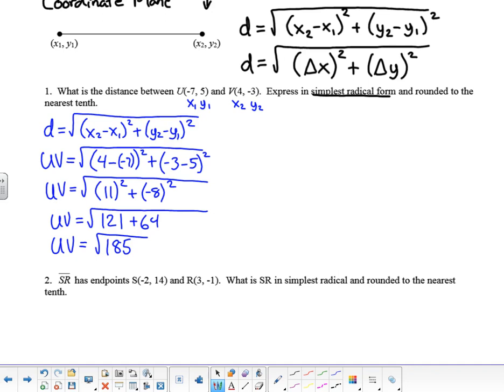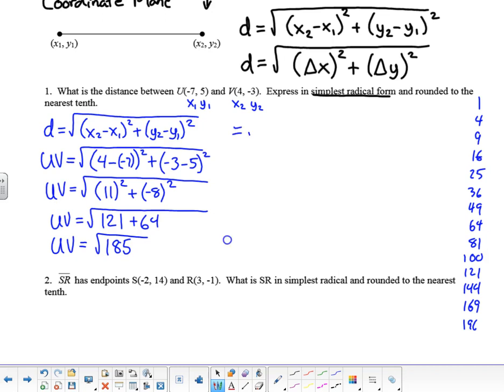So when we think about simplest radical form, we're looking for the largest perfect square that's going to go into 185. If we list out our perfect squares: 1, 4, 9, 16, 25, 36, 49, 64, 81, 100, 121, 144, 169, 196. We notice that 185 is not on that list. So this is 1 times 1, 2 times 2, 3 times 3, 4 times 4, 5 times 5, 6 times 6, etc.